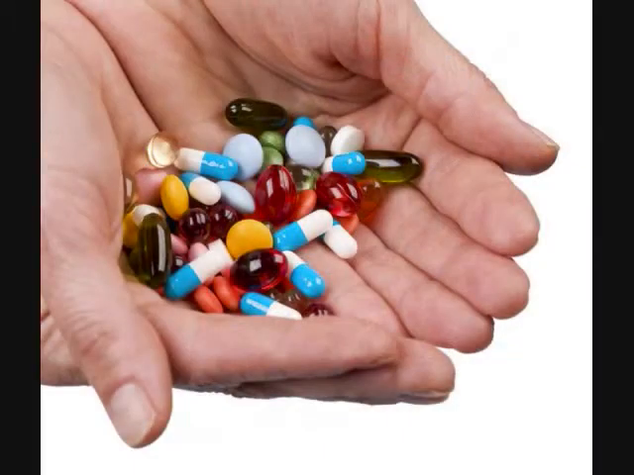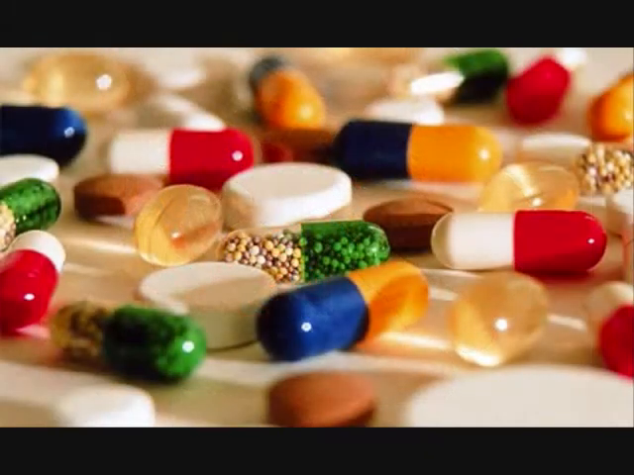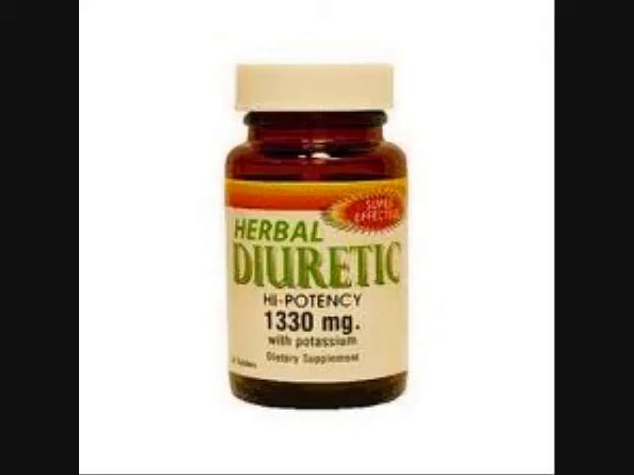So now I'm going to talk about, there's a lot of medications that I've brought up, but the main things I want to talk about today are diuretics and prescribed hormones. So first we're going to start with diuretics. So diuretics are prescribed to increase urine output in order to decrease blood volume and edema.